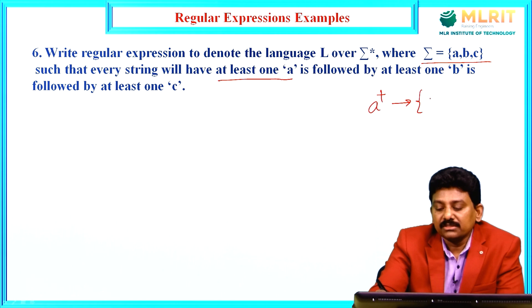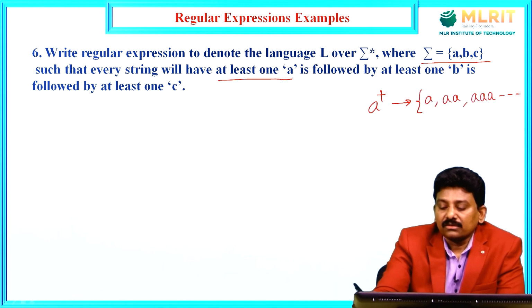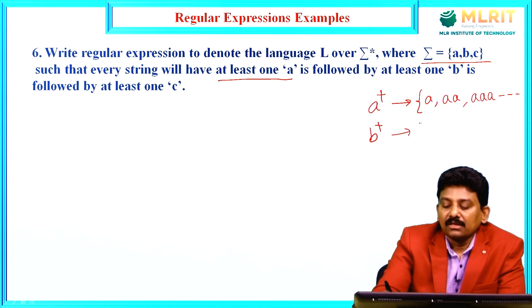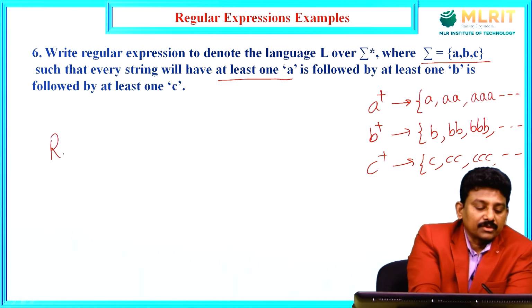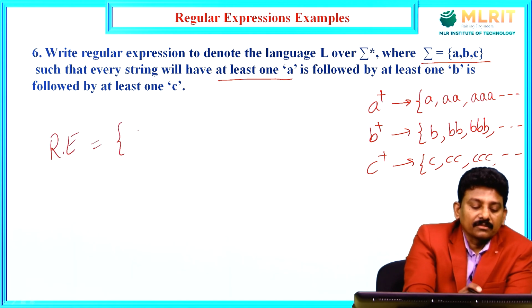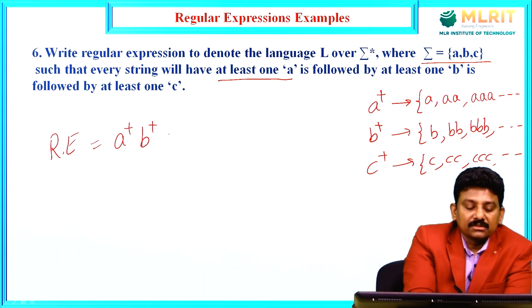That is, A plus means A and so on. B plus means B and so on. C plus means C and so on. So the regular expression for this is A plus, B plus, C plus.